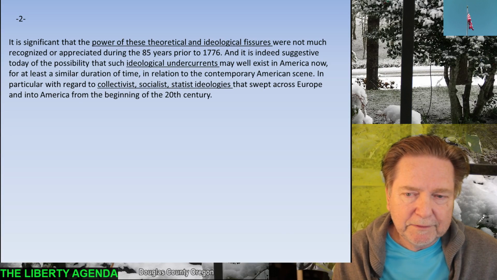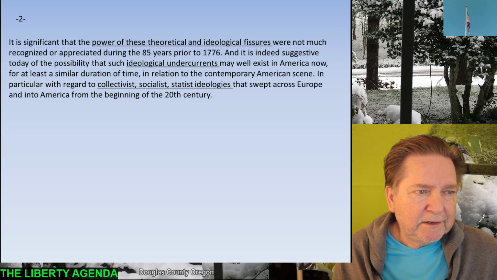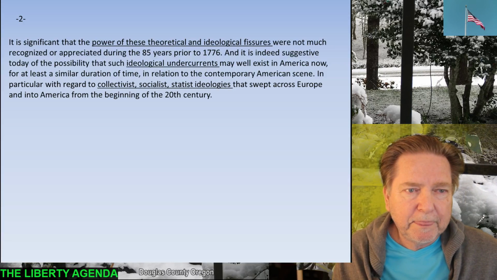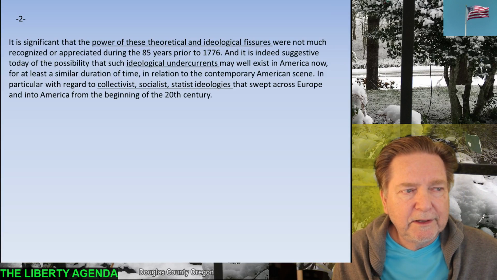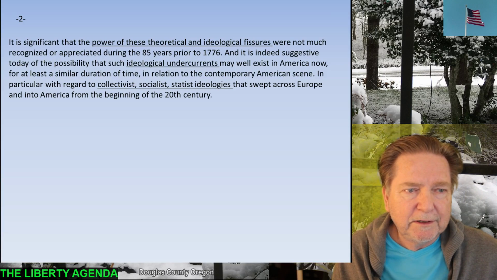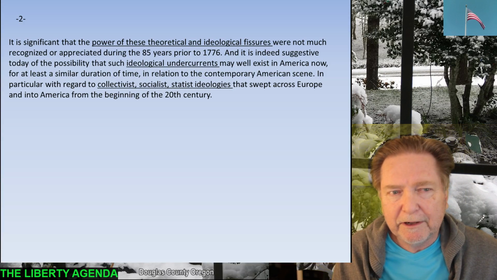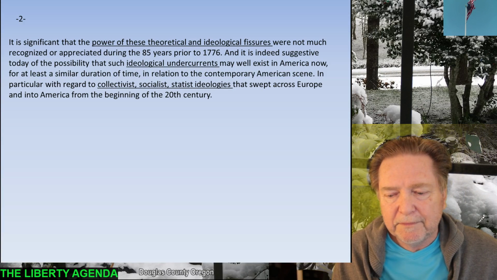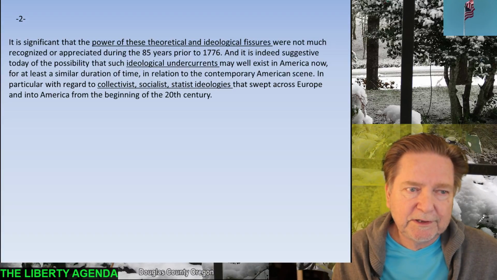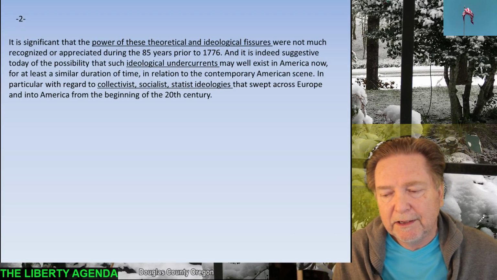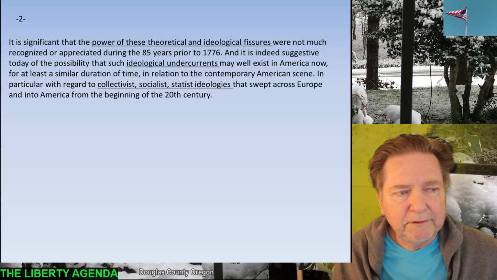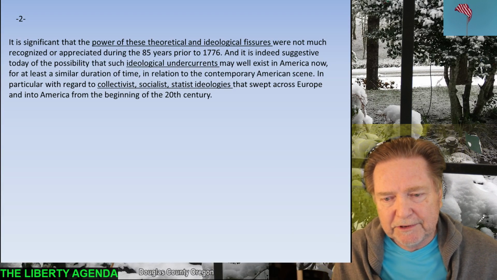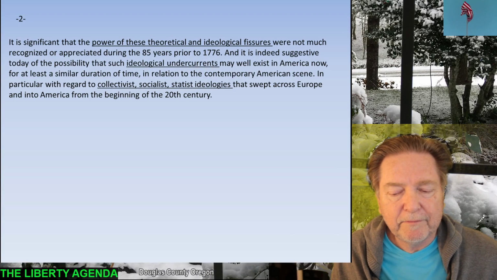And so I would suggest that today there are ideological undercurrents that have existed for some time in relation to the contemporary American scene, in particular in regard to the collectivist, socialist, statist ideologies that swept across Europe and into America at the beginning of the 20th century and persisted throughout the 20th century.